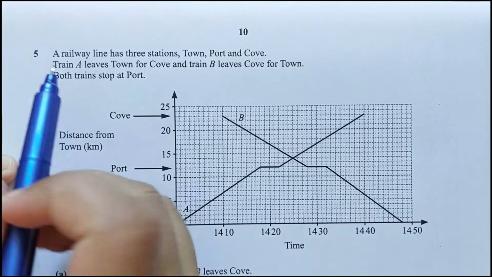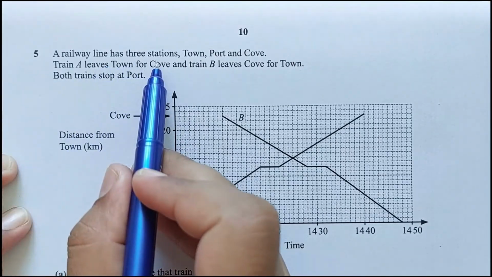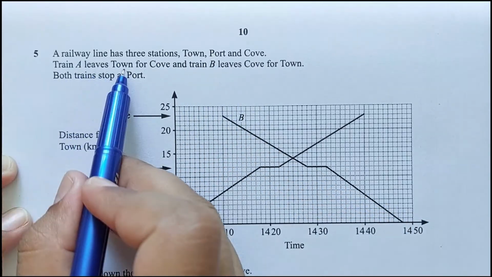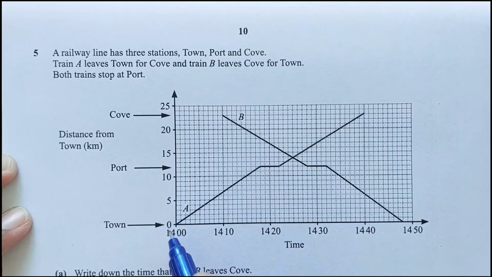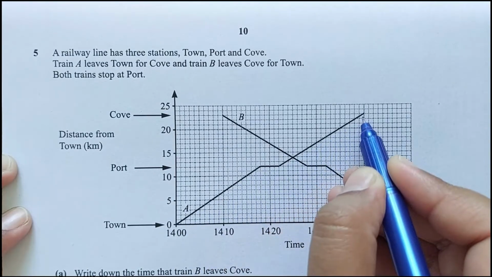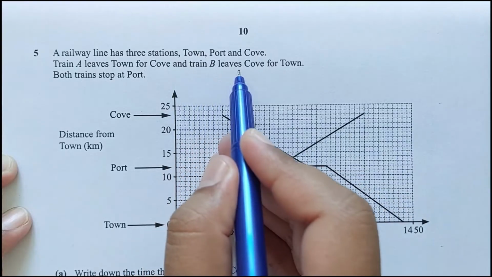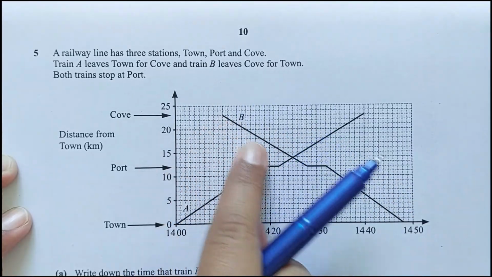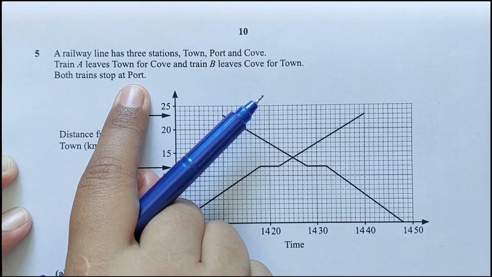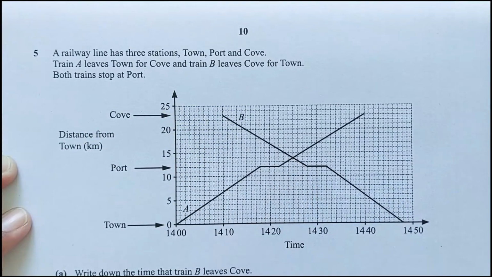Question number 5. A railway line has 3 stations: town, port and cove. Train A leaves town for cove, and train B leaves cove for town. Both trains stop at the port.